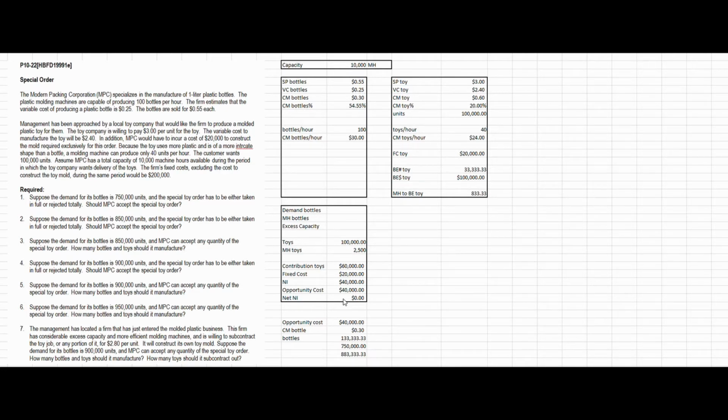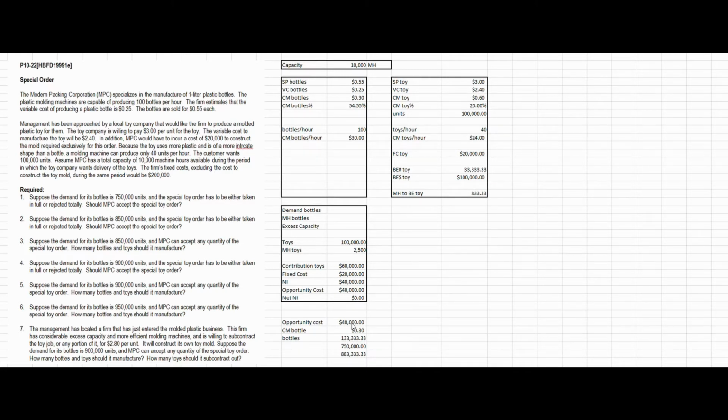The net economic effect of the special order, in order for it to be zero, the opportunity cost would have to be $40,000. So if my opportunity cost is $40,000, and if each bottle contributes 30 cents, then how many bottles would I have to not produce in order to incur an opportunity cost of $40,000? That would be 133,333.33 bottles. In other words, if I don't make those bottles, even if I have demand for them, that would give me an opportunity cost of $40,000.